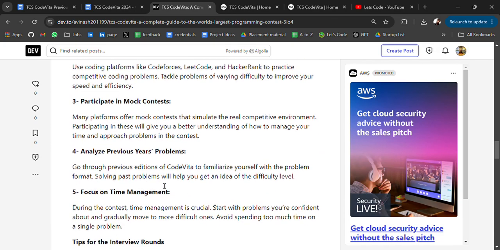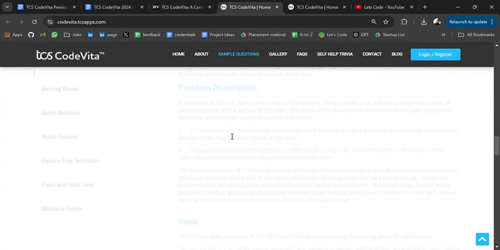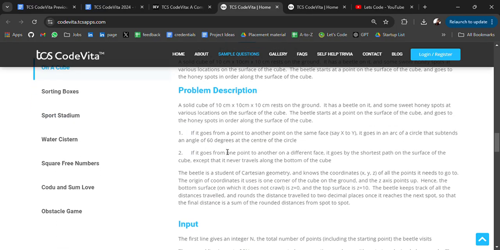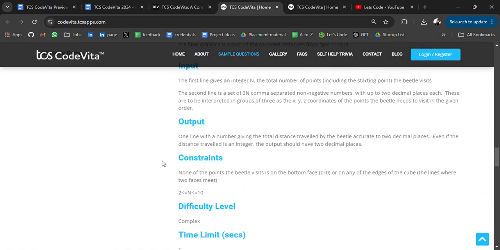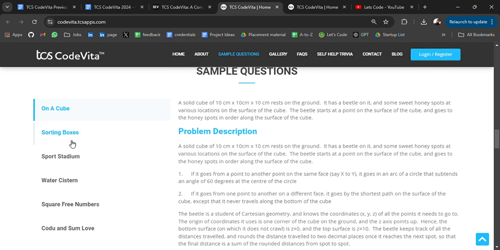Analyze previous year problems. This is very important. You can get an idea of what type of questions they ask and how they create a story, and then you have to find the solution. You will get the sample question paper from here. They have mentioned some sample questions, like a solid cube of 10. Here is the problem statement, input, output, constraints, and then the example. So here are at least 3-7 problem statements.